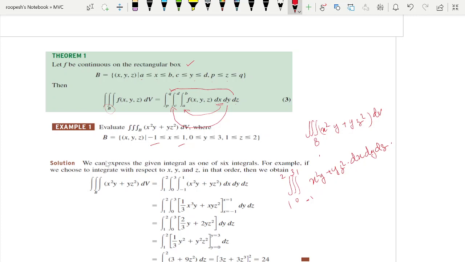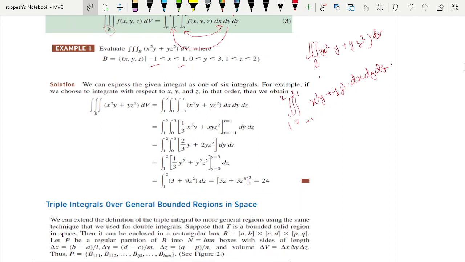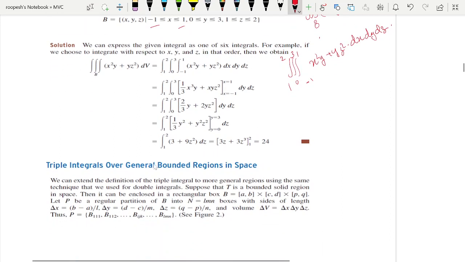So it is easy to calculate, right? Here the problem has been worked out. First we are finding the integral with respect to x, treating y and z as constants. So with respect to x, when you find the integral, it will become x cubed by 3 into y, right? And the next term doesn't contain an x, so it will become y z square into x, right? Now apply the limit from -1 to 1, and you will get an expression in y and z.